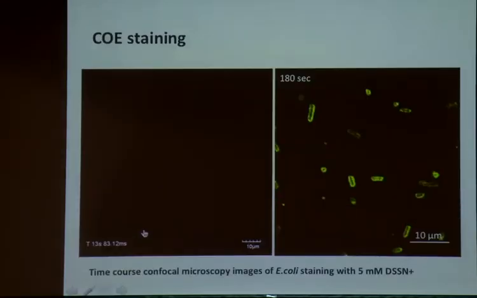So first, we are trying to see whether we can incorporate COEs into E. coli cell membranes. This is a video showing.